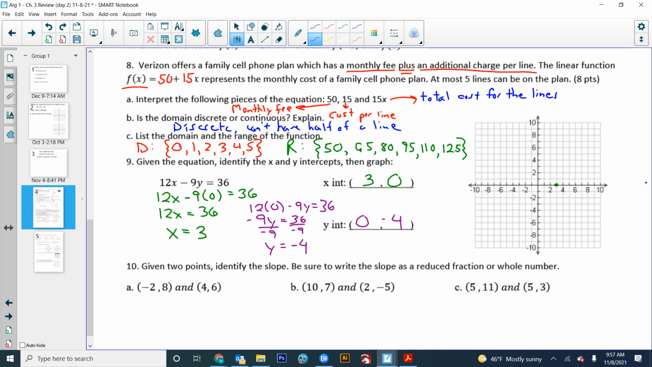0, negative 4. A lot of you on the quiz put negative 4, 0. Be careful. That's not it. That's good news for us. We have 2 points. We can graph the line. Graph that line that goes through those 2 intercepts.